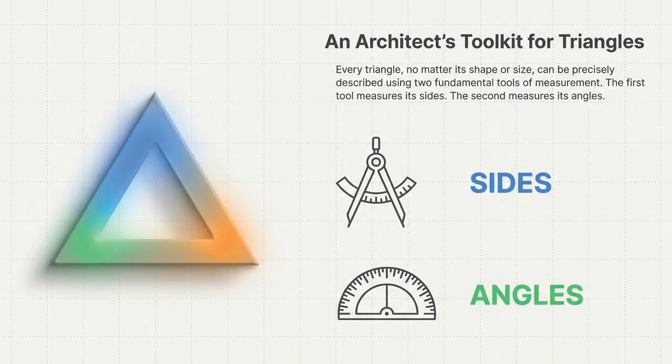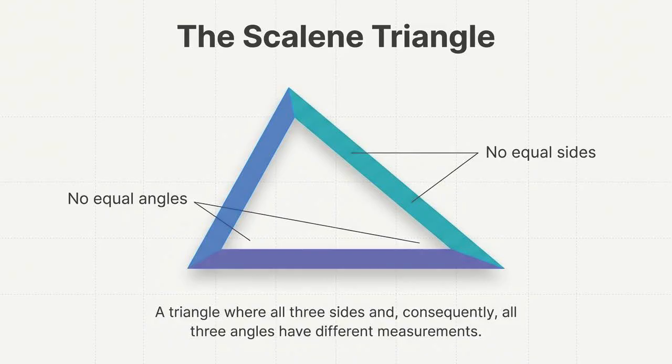So, where do we even start with sorting all these out? Well, it turns out there are two main ways. Think of them like blueprints. The first one, it's all about the length of their sides. So let's put on our imaginary construction hats and focus just on that.